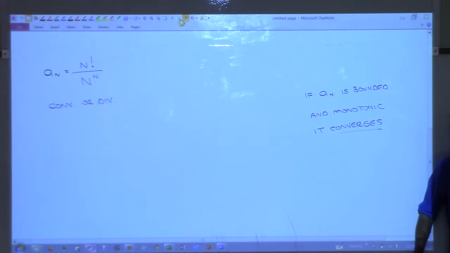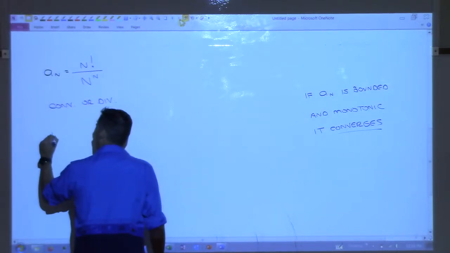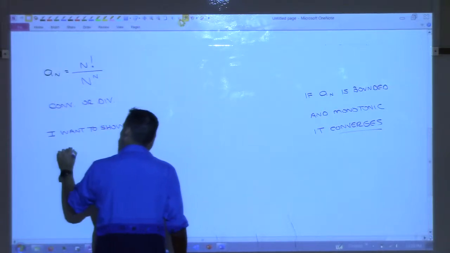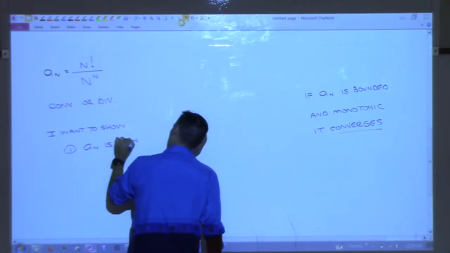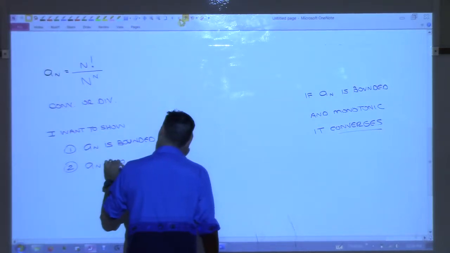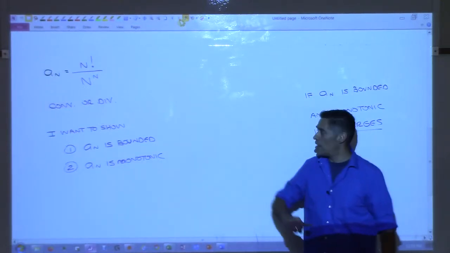What I was just saying to you a minute ago is where in your exams you have to actually logically explain and show what you're supposed to show. This is your first example of that. So watch the way I write this. I want to show: 1. A sub n is bounded. 2. A sub n is monotonic. Those are the two things I want to show.